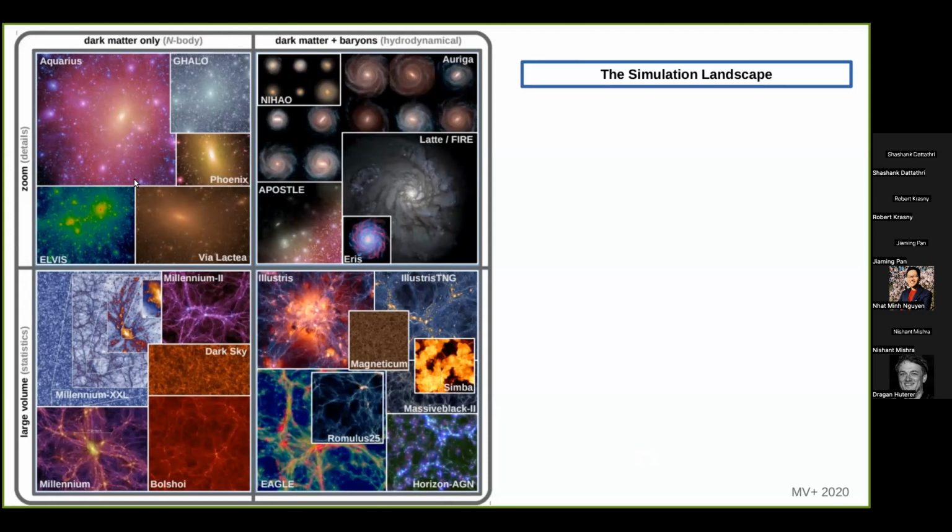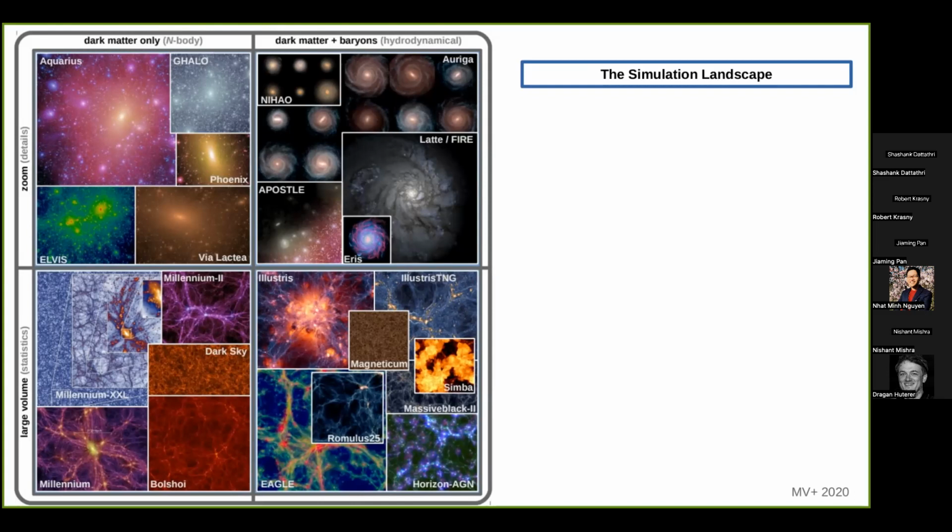The simulations are split in various ways. On the x-axis, they are split into so-called dark matter only simulations, or N-body simulations, and hydrodynamical simulations, where we also include the gas and stars and so on, whereas dark matter only, as the name says, only includes the dark components of the universe, specifically dark matter and dark energy.